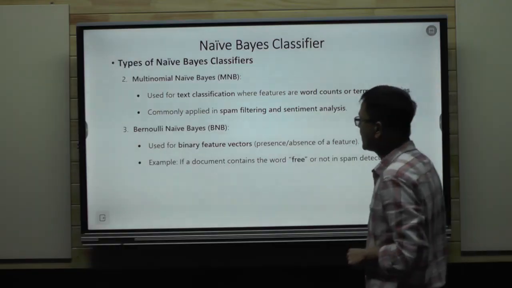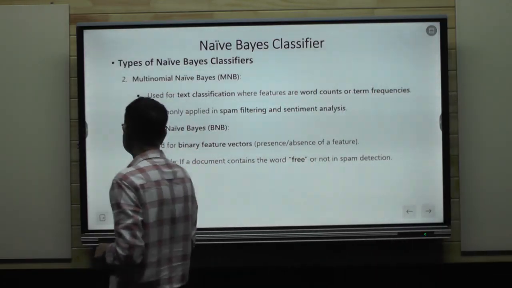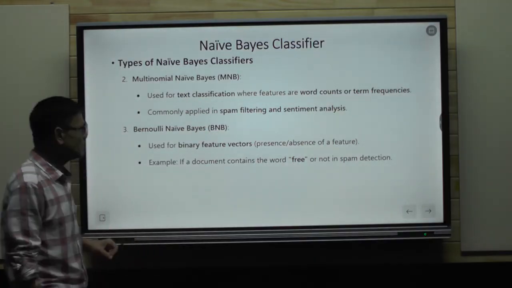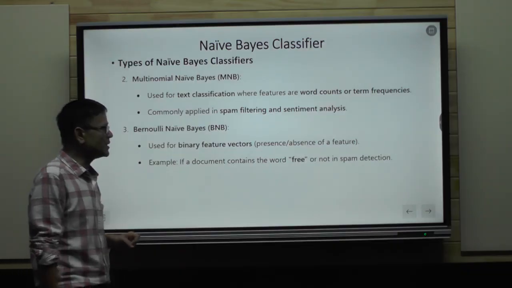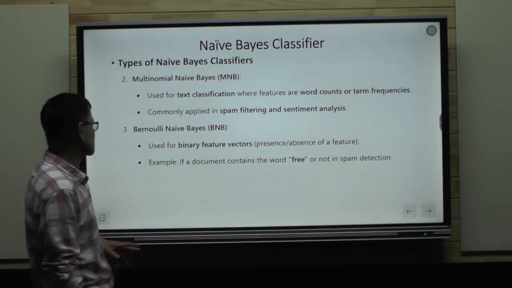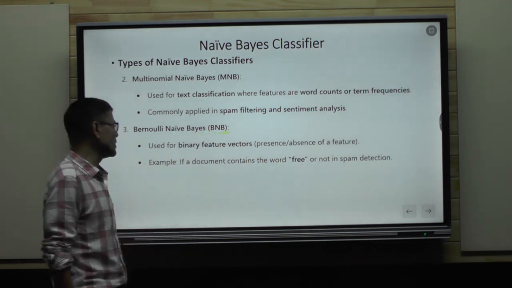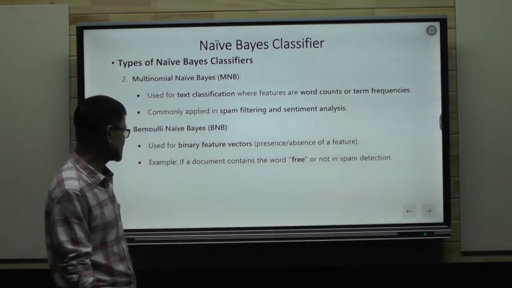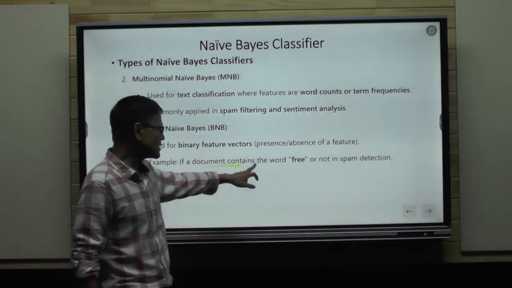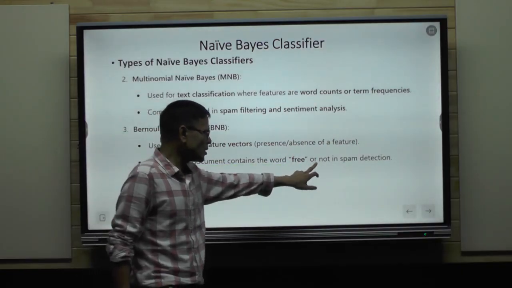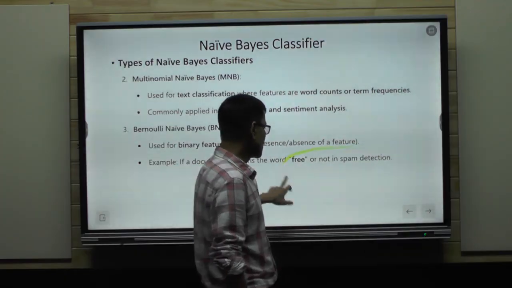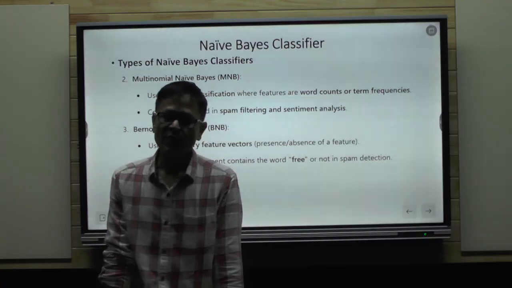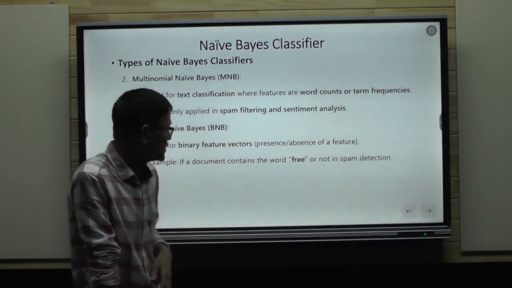The other types of classifier can be multinomial naive Bayes, used for text classification where features are word counts or term frequency, commonly applied in spam filtering and sentiment analysis. Then we have Bernoulli naive Bayes, used for binary feature vectors such as presence or absence of certain features. Example, whether a document contains the word free or not in spam detection. Spam mail, what they offer, the free services, free product, free iPhone, something like that.